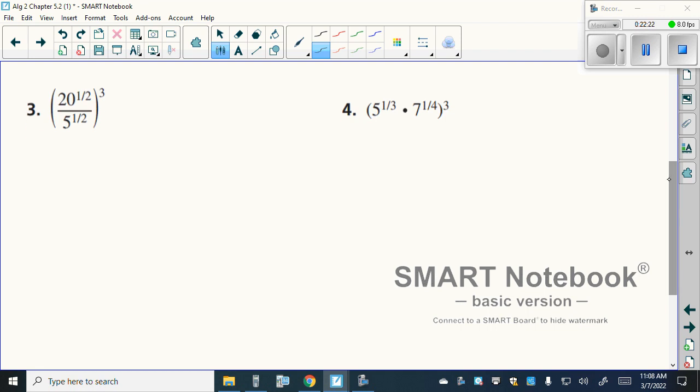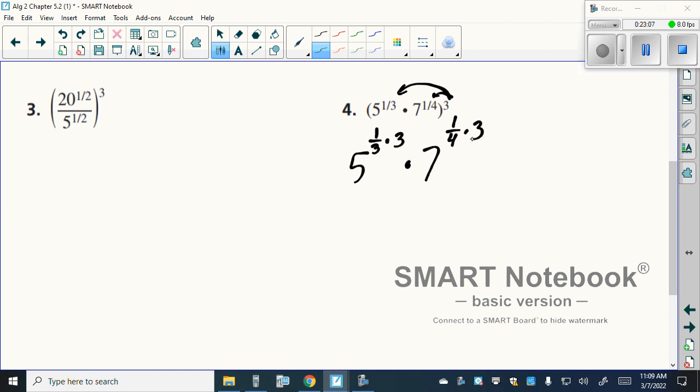All right, let's look at number 4. We have 5 to the 1/3 times 7 to the 1/4, all to the third. Now for this one, we can use our power of a product because we have two things being multiplied together to an exponent. So we can multiply both of these exponents by 3 according to this property, which is telling us that we have 5 to the 1/3 times 3 times 7 to the 1/4 times 3.